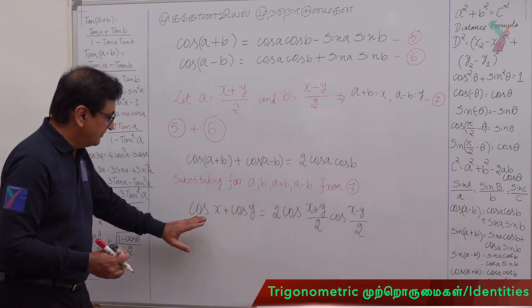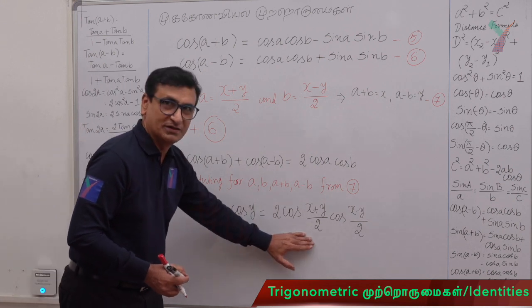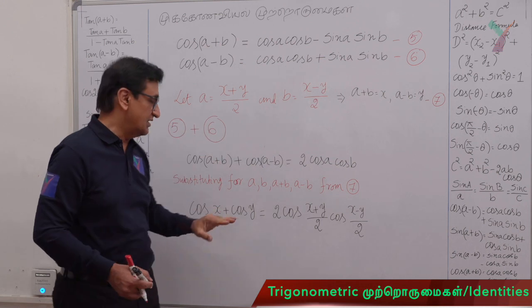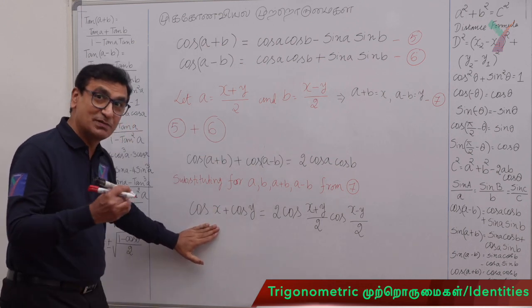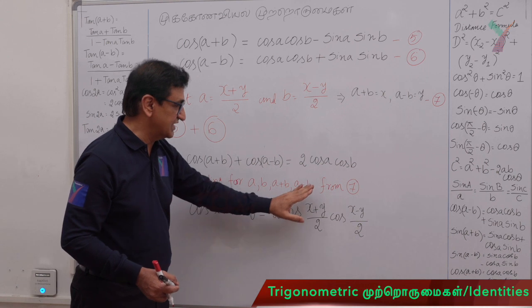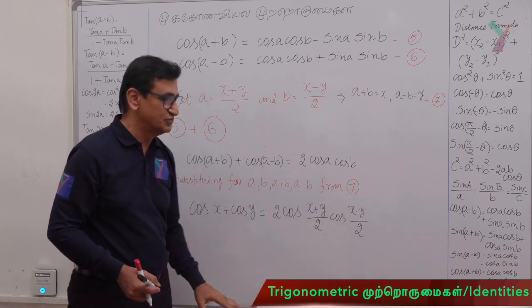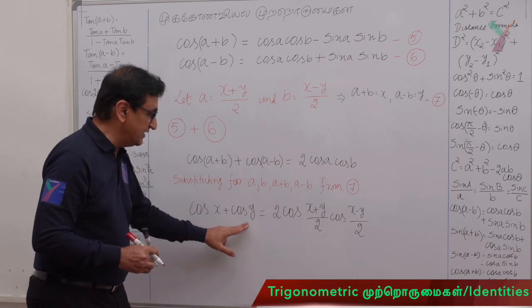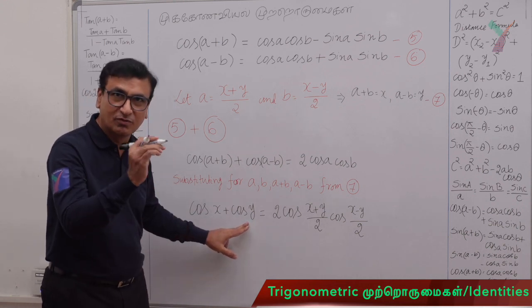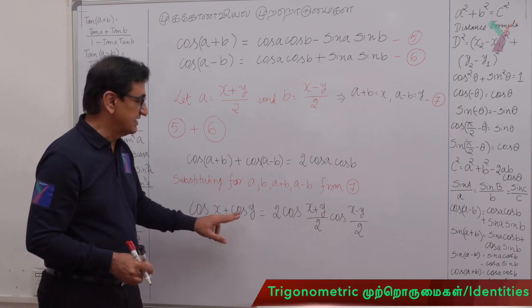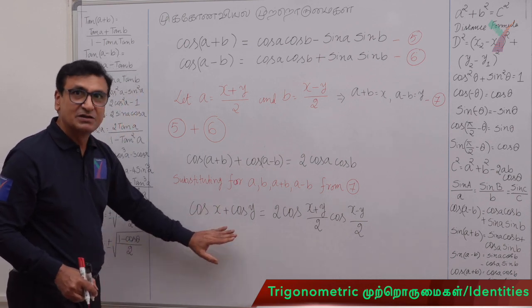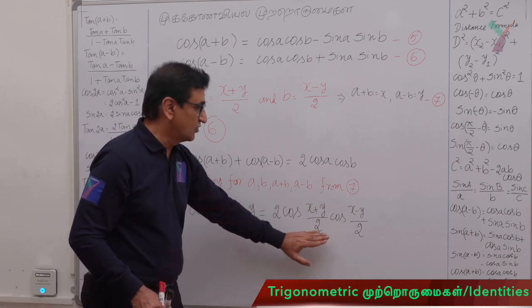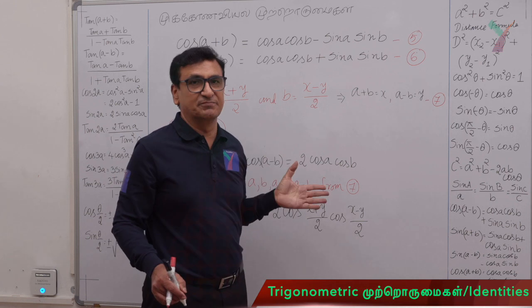Okay, we have the sum to product formula. Here we had a formula with cos a plus b, but now we have cos x plus cos y equals 2 cos x plus y by 2 cos x minus y by 2. Now, x and y are dummy variables. We can replace them with a and b, there will be no problem at all. It doesn't make any difference. So I can write this as cos a plus cos b equals 2 cos a plus b by 2 cos a minus b by 2.